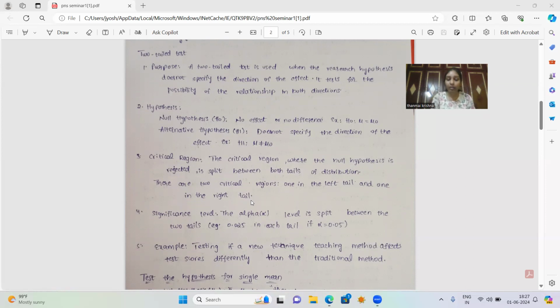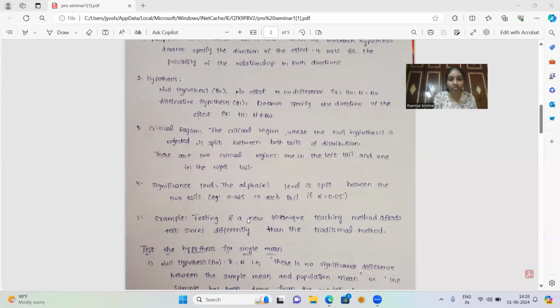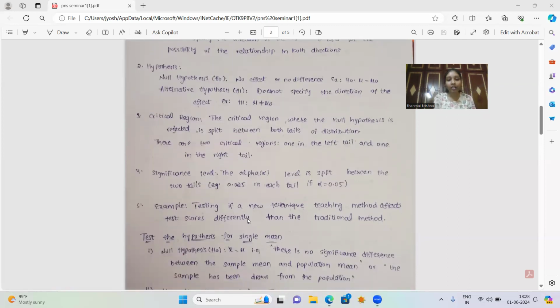Suppose the alpha level is 0.05, which means it splits in two tails, which is 0.025 for each. Example, if you want to test if a new technique affects the test scores differently, which means if there is a traditional method and we want to test whether the new technique we introduced affects the test scores differently or not, we are using this two tail test.